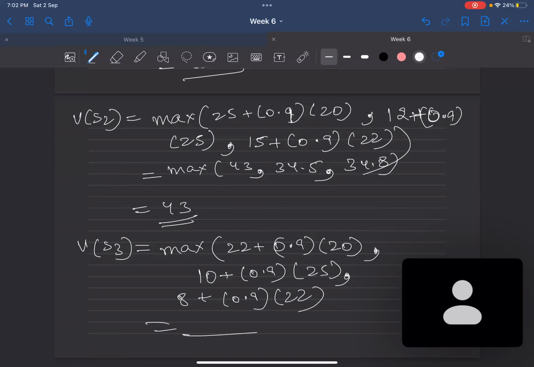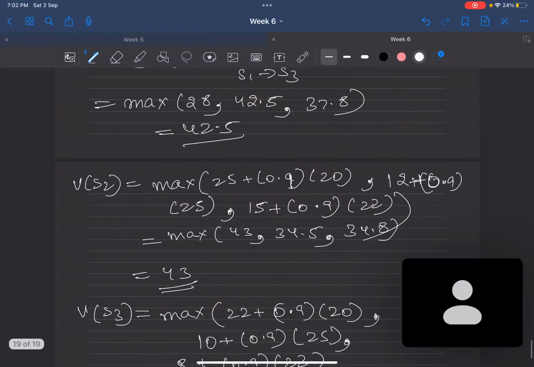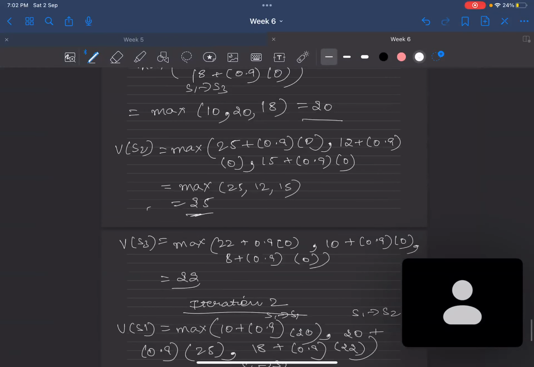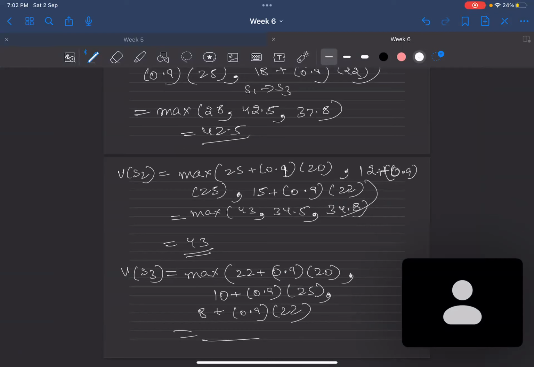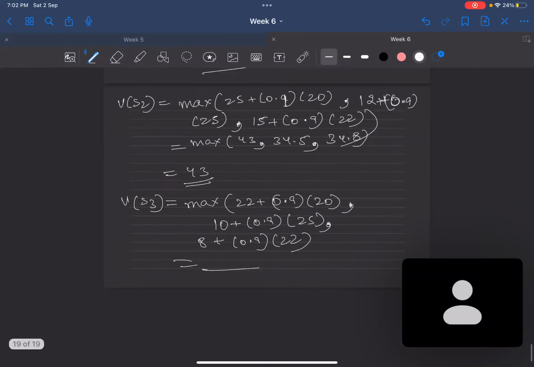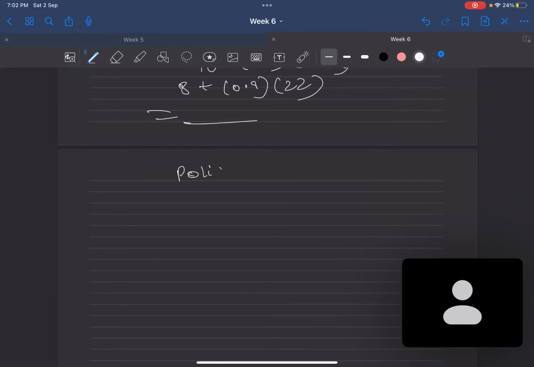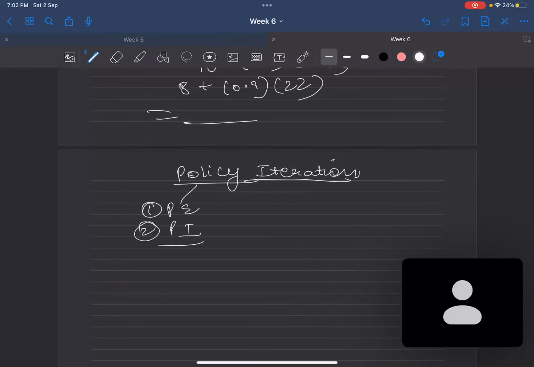So basically, this was just a small example of how I have solved iteration 1 and iteration 2 for this. Now let us solve for policy iteration, just to get the difference between them. Policy iteration has two parts: policy evaluation, then policy improvement. That is what we'll do.